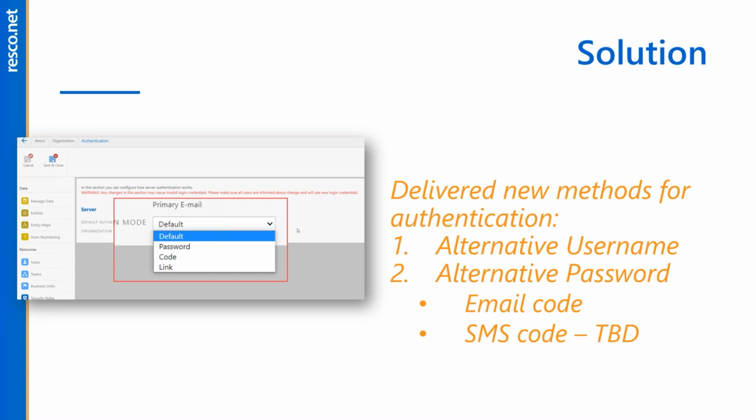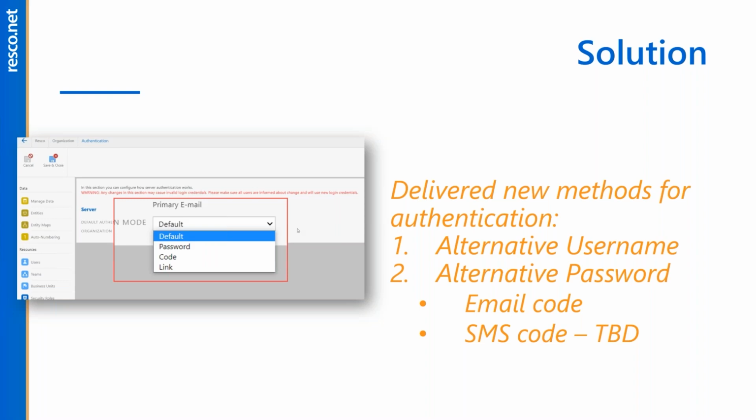You can choose, for example, an alternative username. Any field can be selected, like the username will be name. The username can be mobile number or something else. Then you can also choose the combination of alternative username and password. For example, the username will be email address and the password will be a one-time code. It's also possible and it's also working.